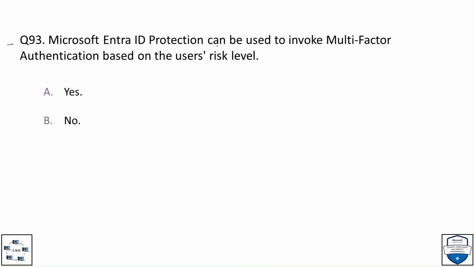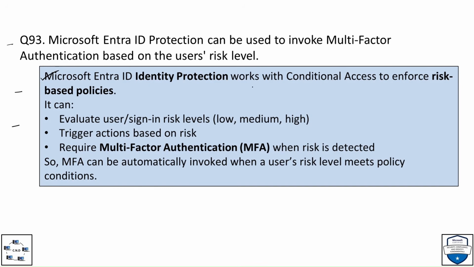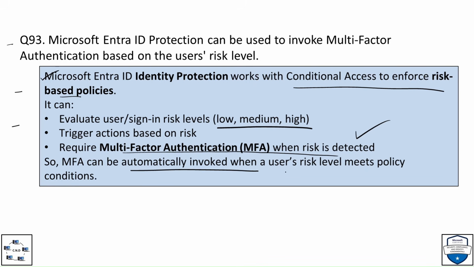Microsoft Entra ID Protection can be used to invoke multi-factor authentication based on the user's risk level. The options are option A, yes, and option B, no. The correct option is option A, yes. Microsoft Entra ID Protection works with conditional access to enforce risk-based policies. It can evaluate user sign-in risk levels, that is low, medium, high, trigger actions based on risk, and require multi-factor authentication where risk is detected. So MFA can be automatically invoked when a user's risk level meets the policy condition.